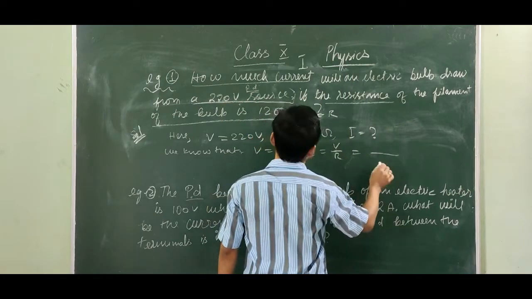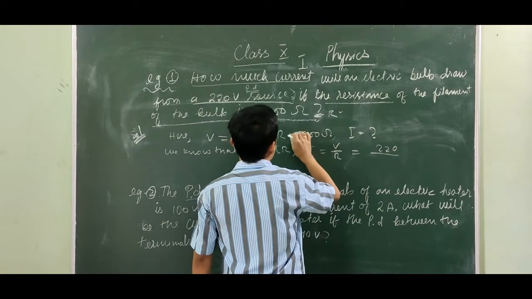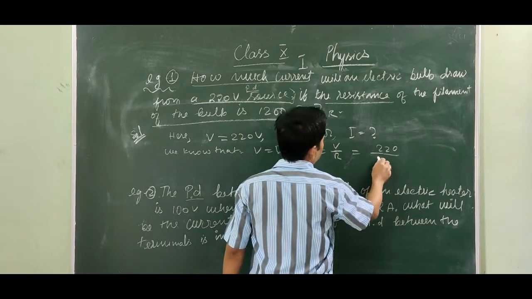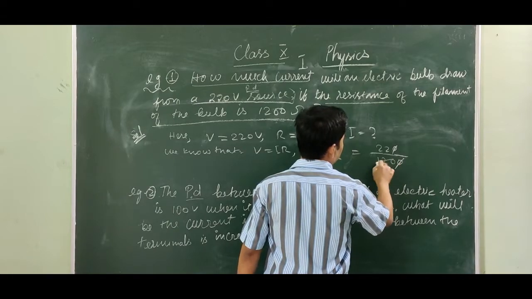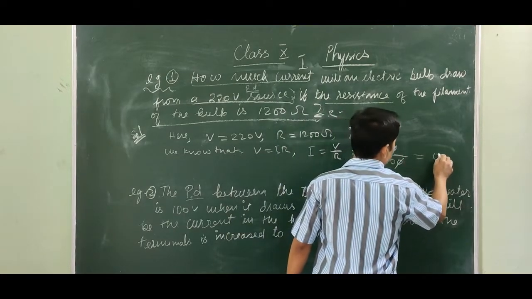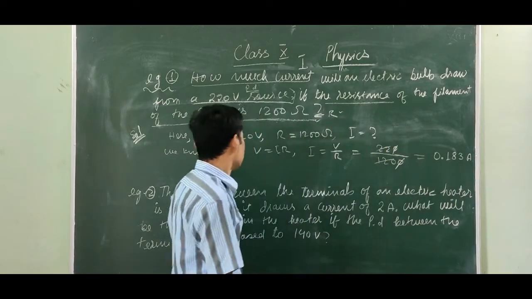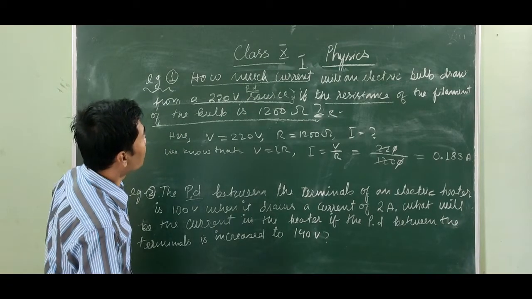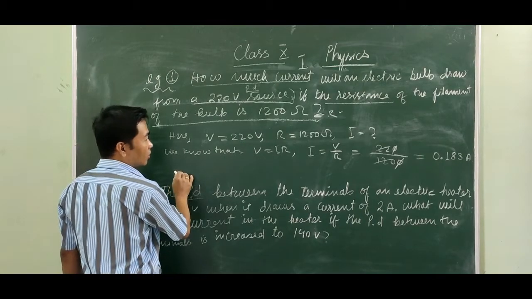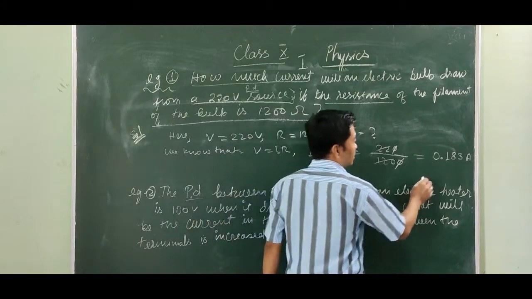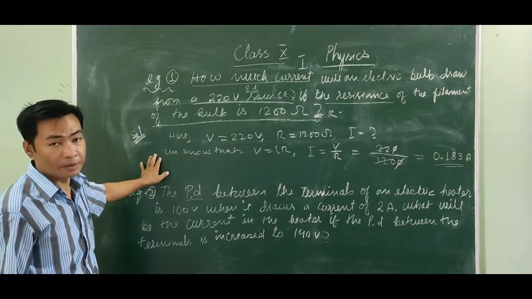Where is it? 220, and R is 1200. So the zeros cancel. If you divide this, you will get 0.183 ampere. So how much current will an electric bulb draw? It will draw a current of 0.18 ampere. Very easy, very simple. Now this is our first example.